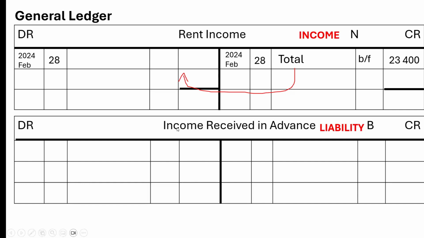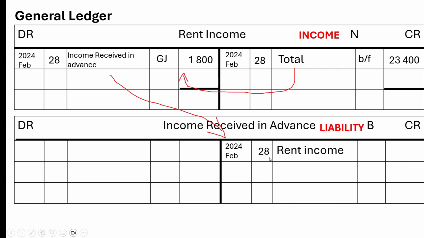Now, February 28th, we will take this to income received in advance in your general journal, 1,800. Then, as I said, every debit has a credit. So on the credit side, I create the liability: February 28th, rent income, general journal, 1,800.